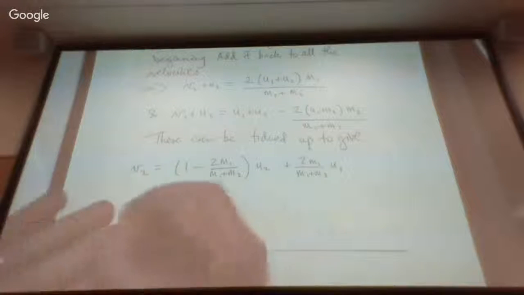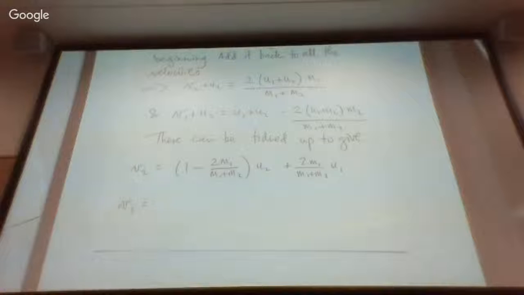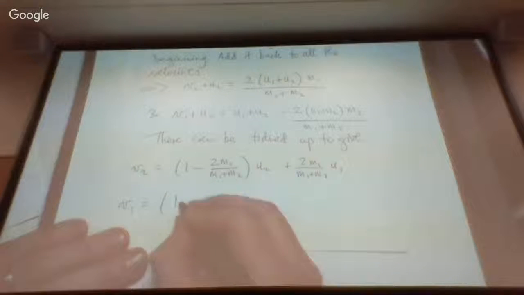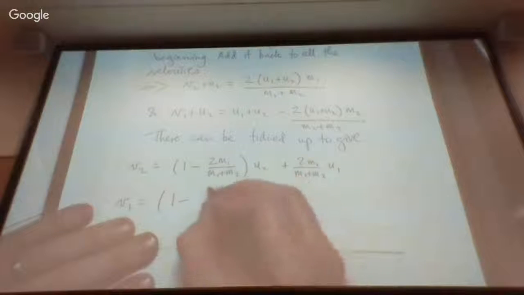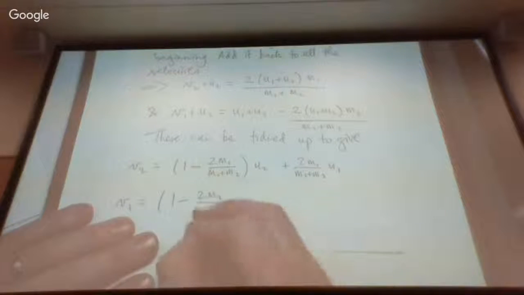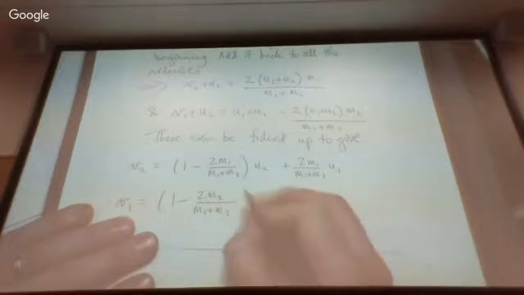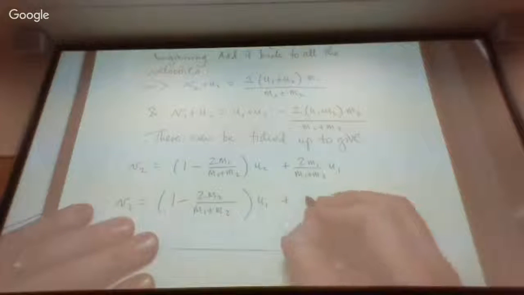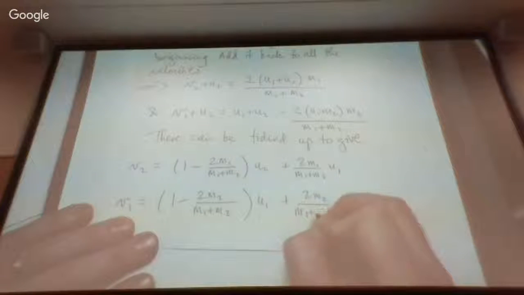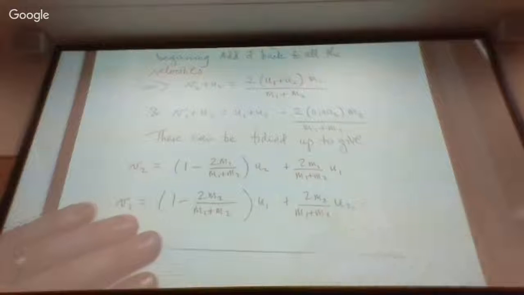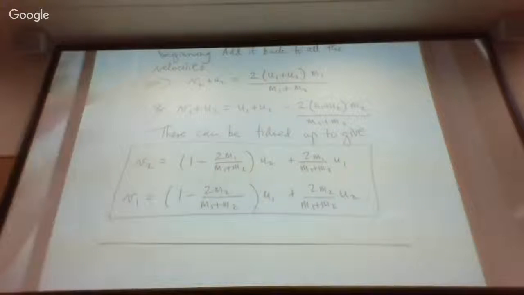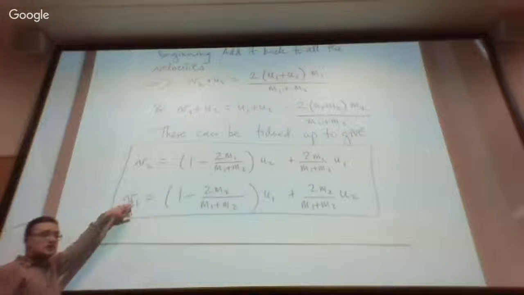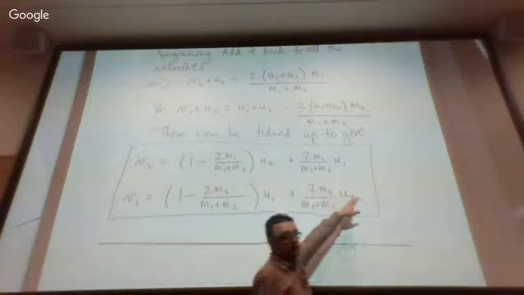And then by symmetry of the whole thing, you can kind of guess what the equation should be for the second one. You just interchange the behavior of object 1 and object 2. So V1 is 1 minus 2m2 over m1 plus m2, and this multiplies U1 now, and then you have 2m2 over m1 plus m2 times U2. So this is post-collision velocities in terms of pre-collision velocities.